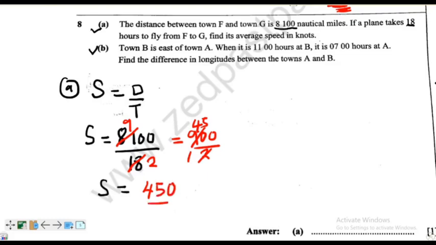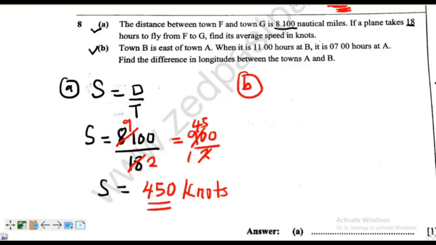So meaning that you get 450 knots, because this is the speed. So it is 450 knots. That is our speed. So I do hope that you have seen what I've done right there, okay? Very, very important, because this is your paper 1. No need of you using a calculator. Okay, we now move on to question B.